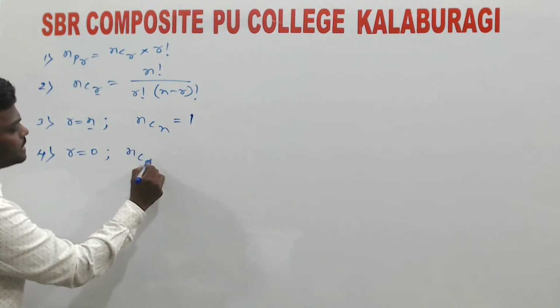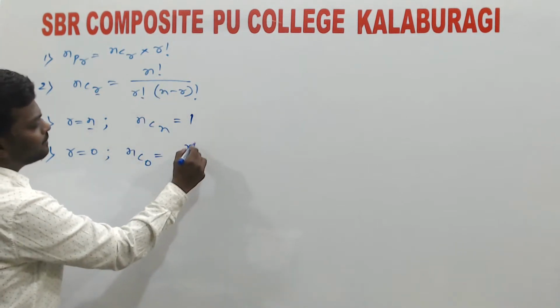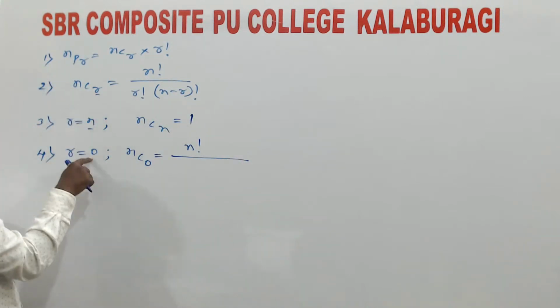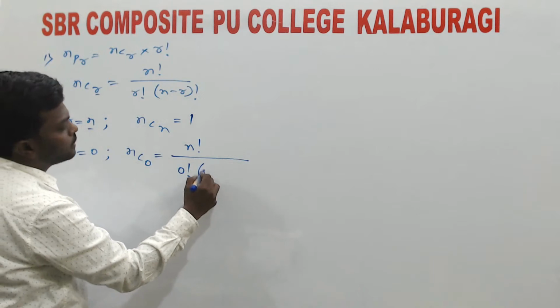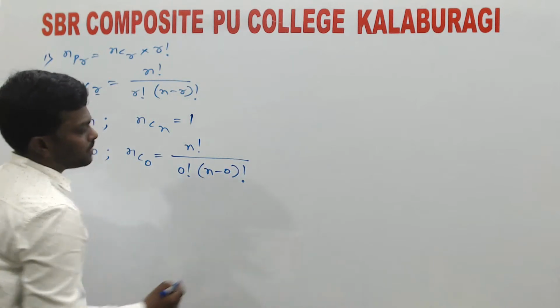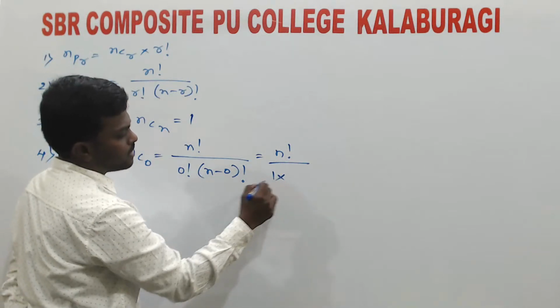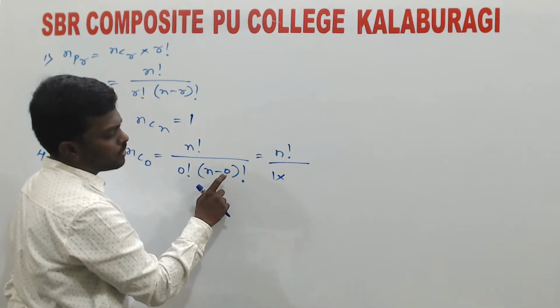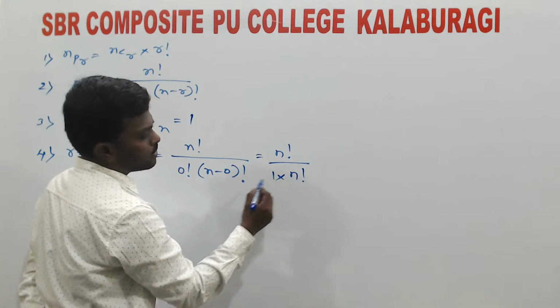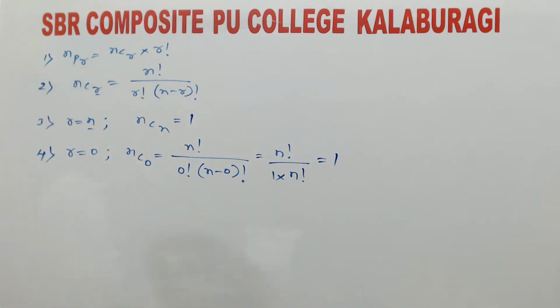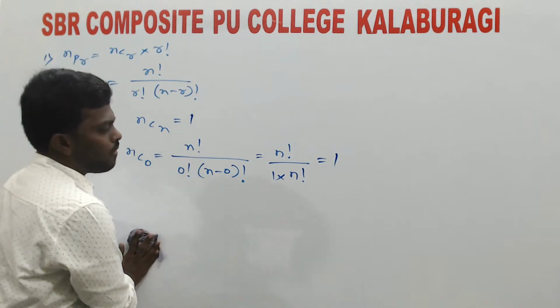So nC0 is equal to n factorial by, so what is r here? r is 0, we have taken. 0 factorial by (n minus 0) factorial. n factorial by 0 factorial, which is 1, into (n minus 0), n minus 0 is n. n factorial, n factorial gets cancelled. So the answer is 1 here. nC0 is also 1.